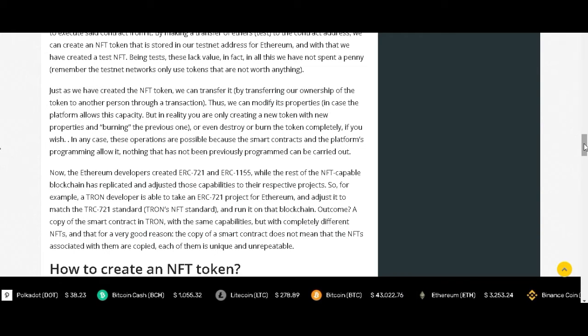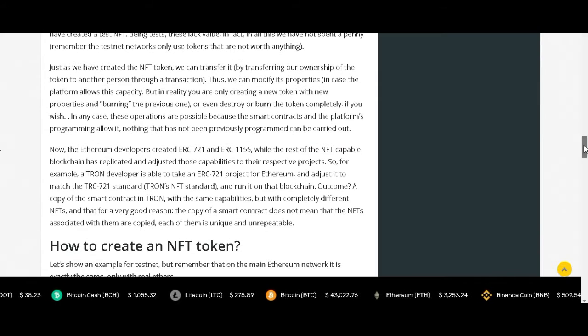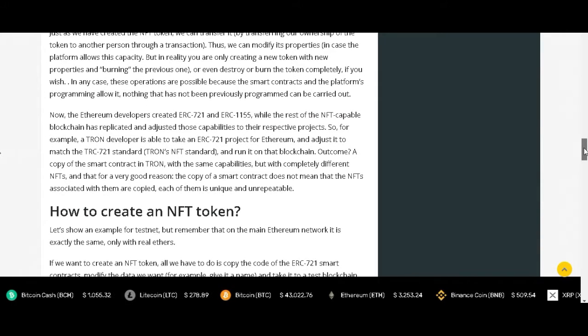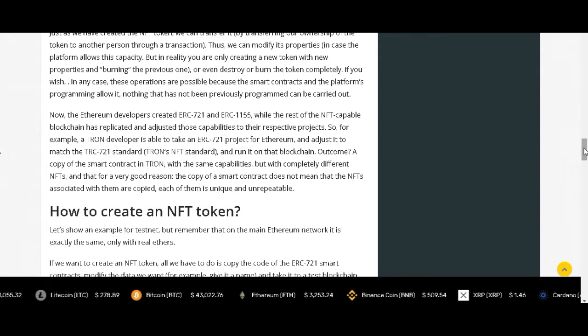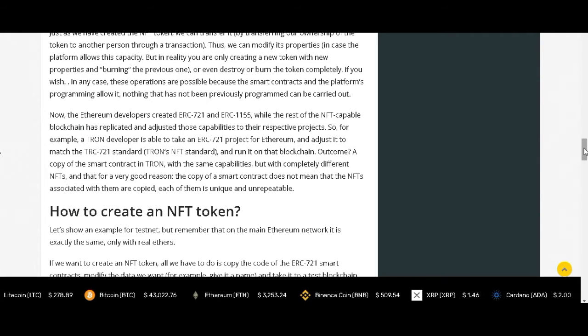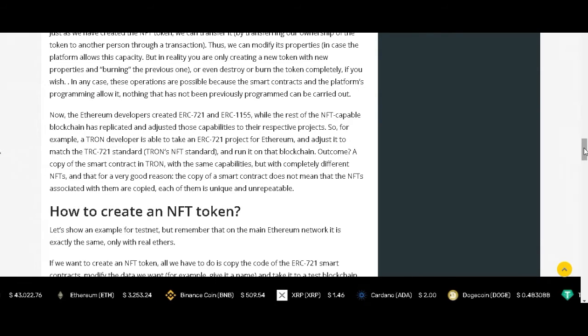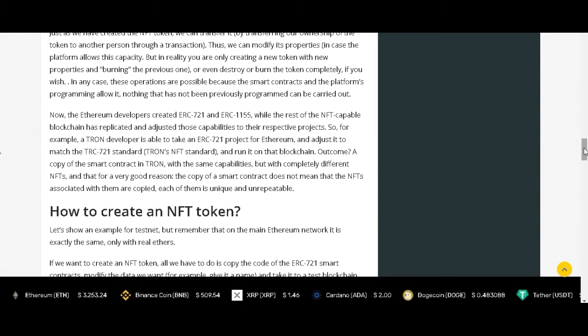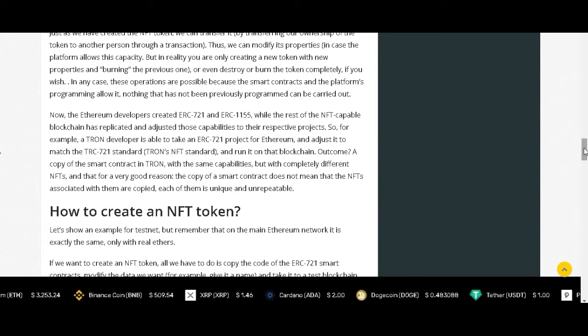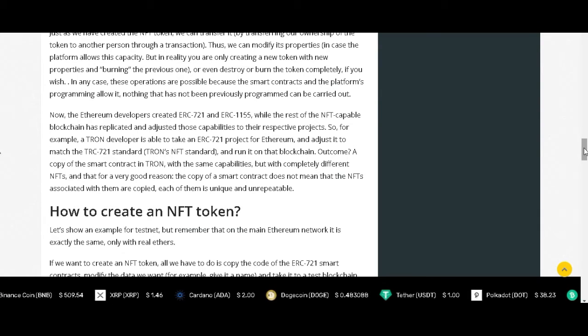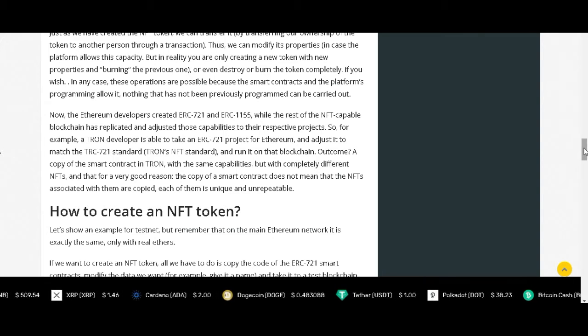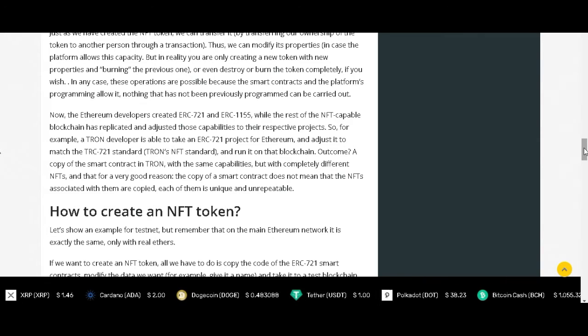Now, the Ethereum developers created ERC-721 and ERC-1155, while the rest of the NFT-capable blockchains have replicated and adjusted those capabilities to their respective projects. So, for example, a Tron developer is able to take an ERC-721 project for Ethereum and adjust it to match the TRC-721 standard, Tron's NFT standard, and run it on that blockchain. Outcome? A copy of the smart contract in Tron, with the same capabilities, but with completely different NFTs, and that for a very good reason.